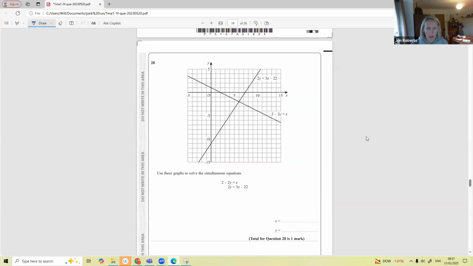Use your graph to solve the simultaneous equation. So this is my graph of 2 minus 2y equals x, and this is my graph for 2y equals 3x minus 22. So when are x and y the same? Well, let's widen the cross here. So what's x? x is 6. What's y? Minus 2.